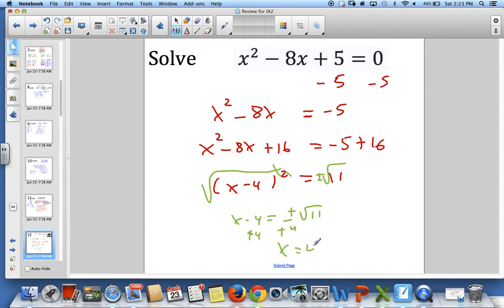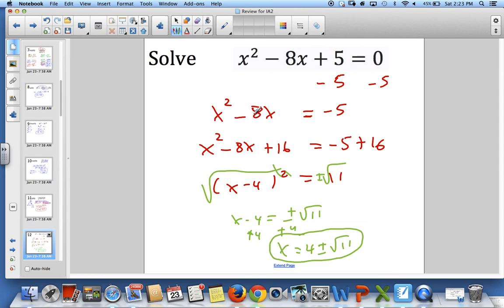X equals 4 plus or minus the square root of 11, and that would be the final answer we're looking for. But on a test, they're probably going to show you one of these steps along the way. Now, it's easy to figure out this number here. That's always the tricky part. It's going to be half of this number squared.